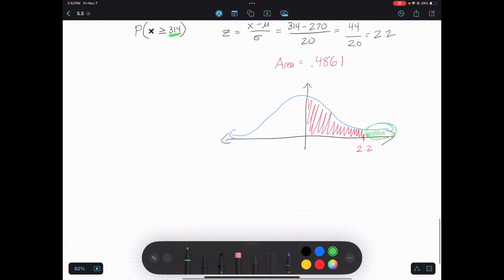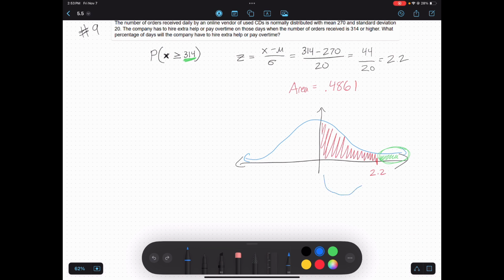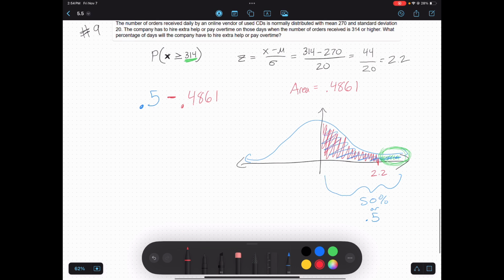Well, how do I come up with that probability? Remember that one side of the data represents 50%, or 0.5. So this whole thing right here is 0.5. But if I only want this very edge, everything greater than the 2.2, I can subtract off this area of 0.4861 to take away this red area. And that gives me 0.0139.